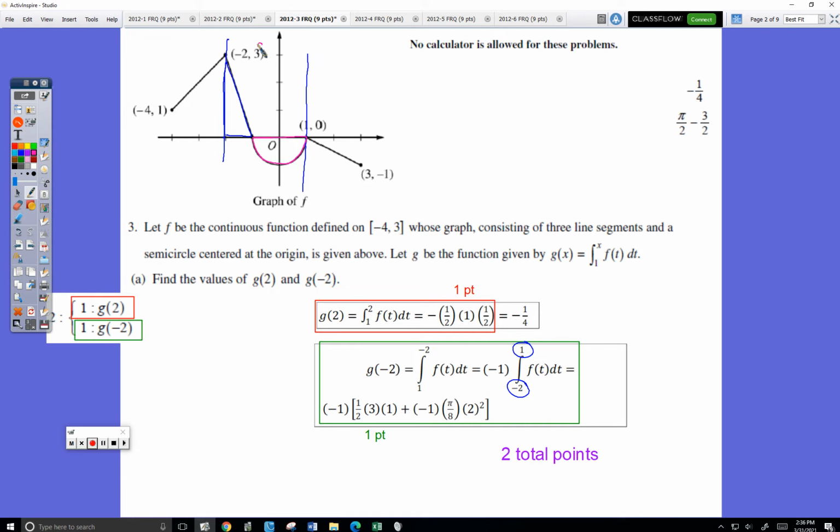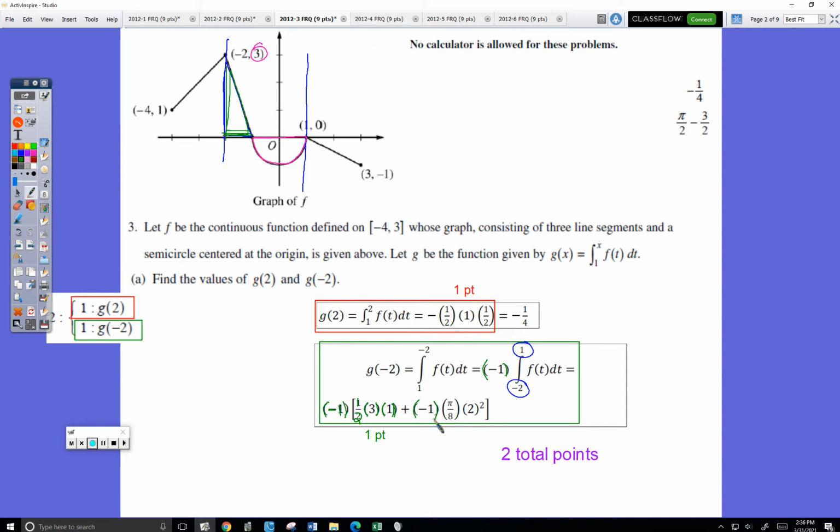Okay, this triangle is 3 high and it's 1 wide. So that's what I wrote down. Here's the negative 1 because I switched the limits. And I've got a triangle, so 1/2. The height is 3. The width is 1. That counts positively because it is above the x-axis. Now the semicircle has to count negatively. That's what the negative 1 is for.